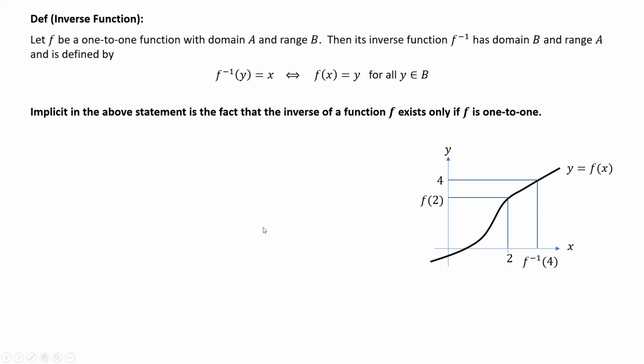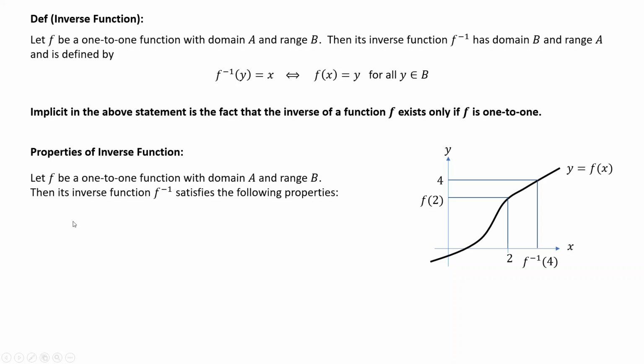And implicit in the above statement is the fact that the inverse of a function f exists only if f is 1 to 1, right? That must happen. Otherwise, you end up with two different values. And so for a certain y, there must be only one x. And so the function must be a 1-to-1 function for an inverse function to exist.